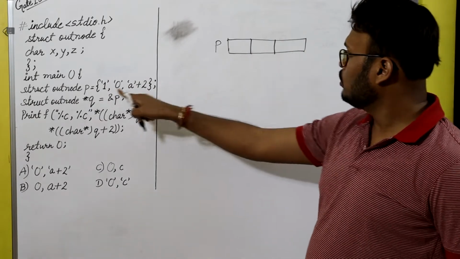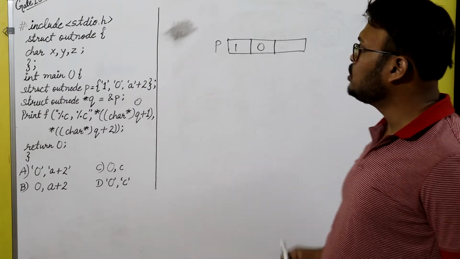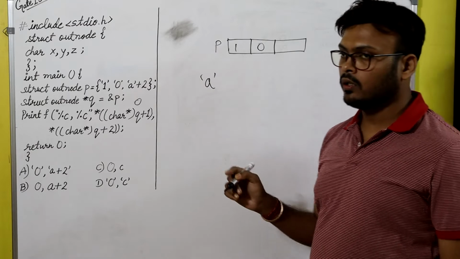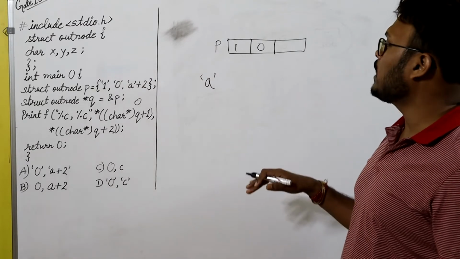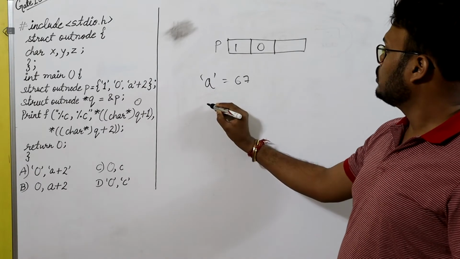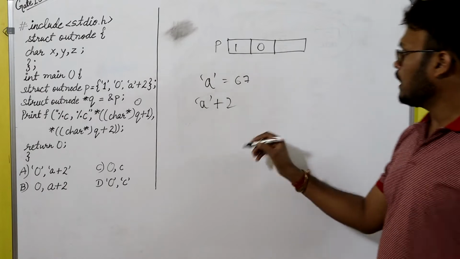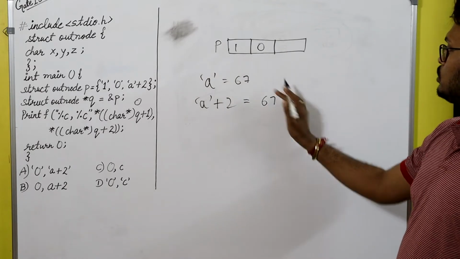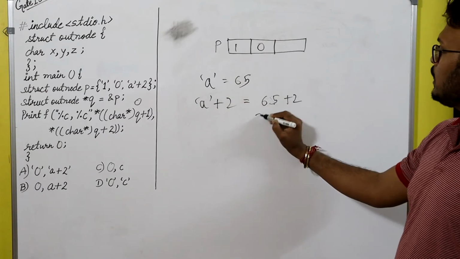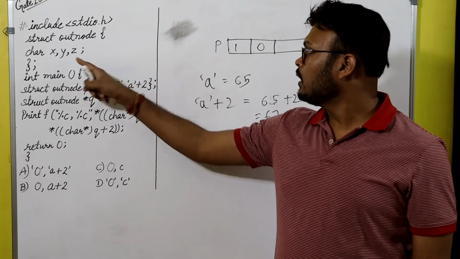X, Y and Z. So the characters are 1, then 0, then A plus 2. So what is A plus 2? So here, if you write A within a single quote, it means what? It is a character A. Okay, so in terms of ASCII code, what is the value of A? The value of A is, not 67, it's 65. So this thing can be written as 65 plus 2, that is 67. Okay. But here we will not write 67 because here a character is there.